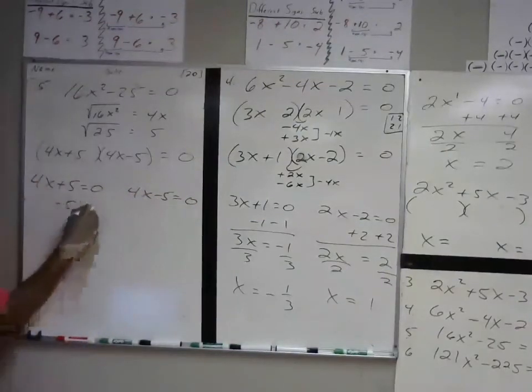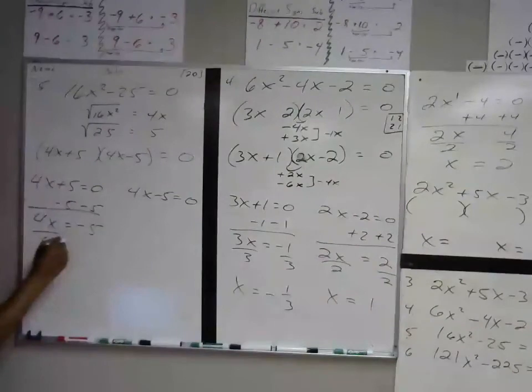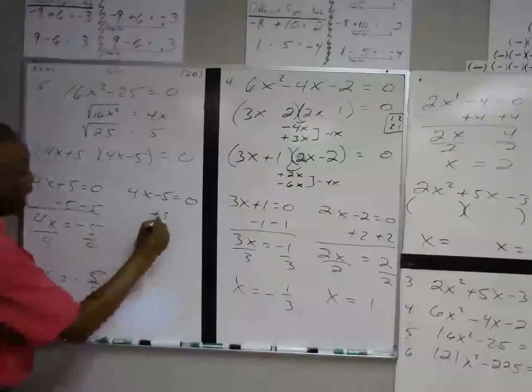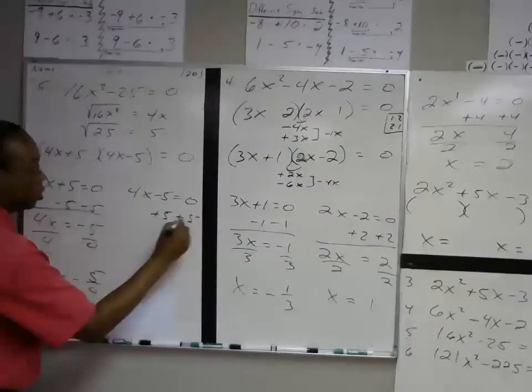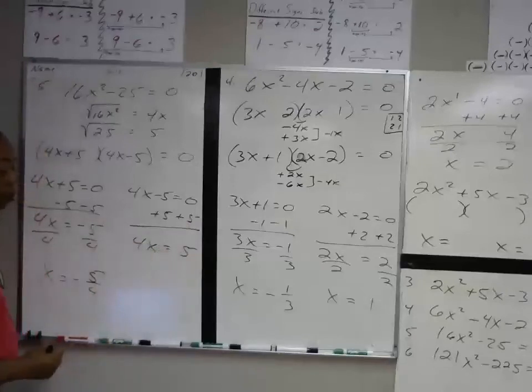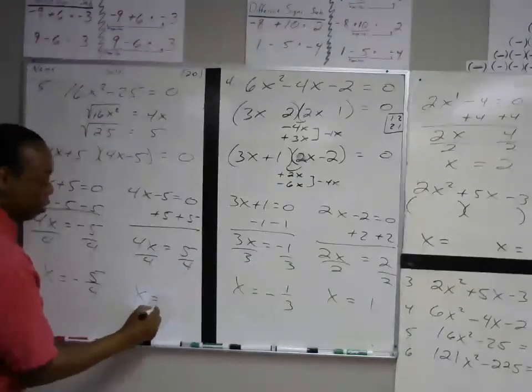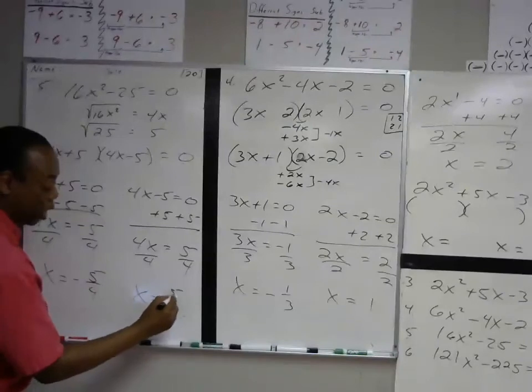Solve it for x here on both sides. Then we get 4x equals negative 5. Divide everything by 4. And I get x equals negative 5/4. Here, when I add 5 to both sides, we'll get 4x equals 5. Now divide both sides by 4. And our next solution will be x equals 5/4.